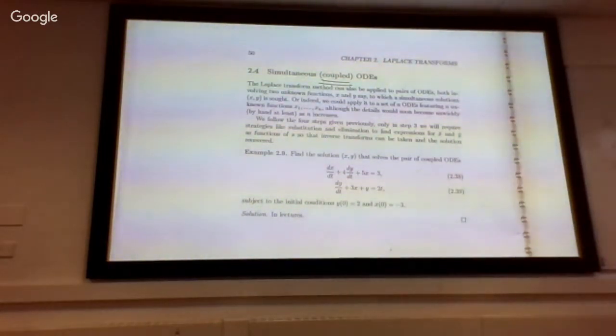But the four-step method we've just been looking at applied equally well to those kinds of systems. Transform both equations, solve simultaneously using the principle of elimination, solve the transformed equations for the transforms of x and y, and then in principle take the inverse transforms at the end to recover the solutions x of t and y of t of the original problem.